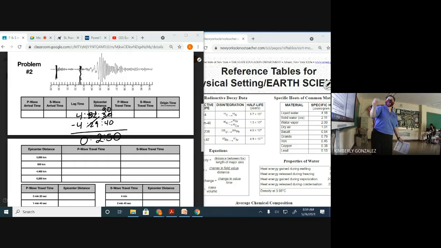So be careful when you borrow from the 32. Technically 32:00 is 31:60, so you have to add 60 seconds to that 30. You have to be careful when you have this math. So the lag time should be 2 minutes and 50 seconds, which means that the epicenter distance is what?